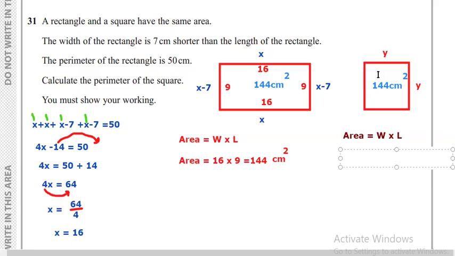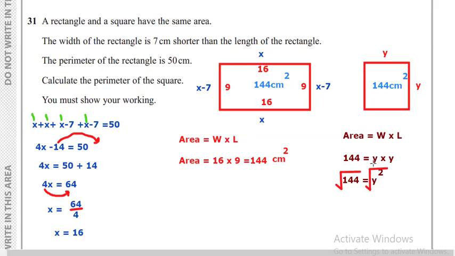Now we already know the area is 144. So 144 equals y times y. And y times y equals what? Very good, y squared. So 144 equals y squared. Now I want to remove the square. What do I do? Very good, square root. To remove any square, do the opposite of the squaring, which is square rooting. So I'm going to square root this side, like this, and square root the other side, like this.